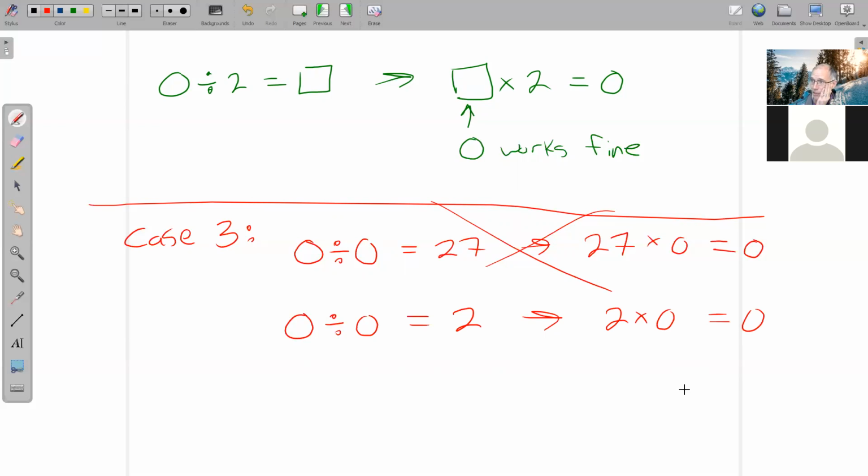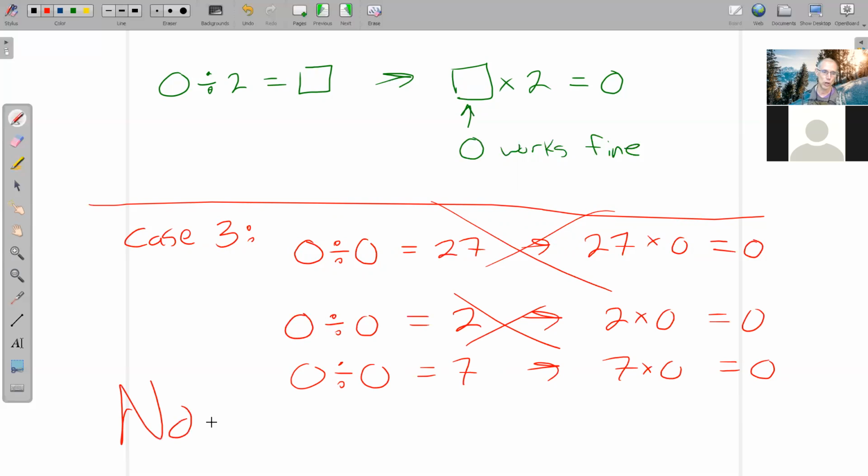Anybody else have a favorite number out there? I like 7. I was pretty fond of 7. So Amy, you're wrong. Never mind. 0 divided by 0 is 7 because 7 times 0 is 0. Now this is a problem because there has to be a unique answer. No, no, no. There has to be a unique answer.